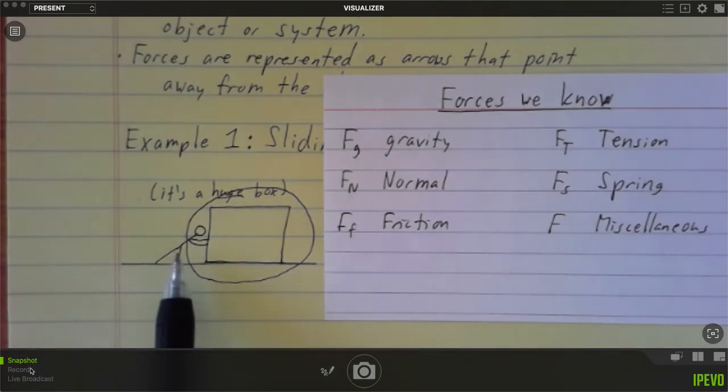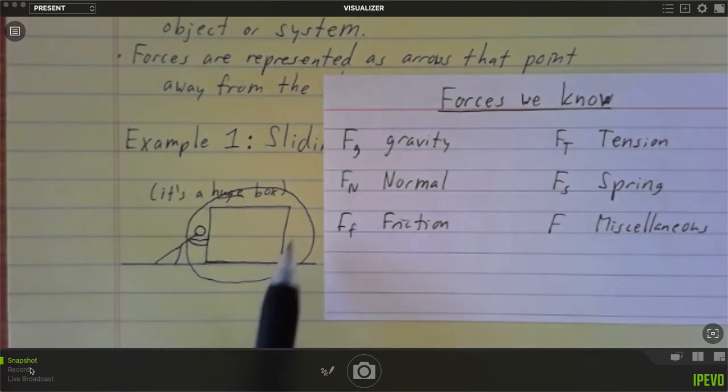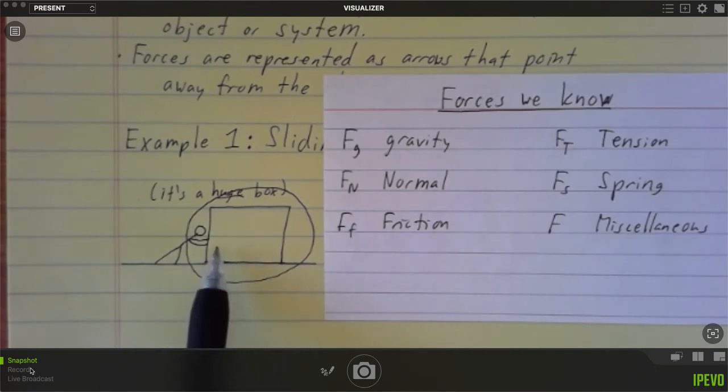And so if I look at my circle, the circle cuts through me, and the circle cuts through the floor. And so those are the only 2 things in this picture that interact with this object. And so those are the only 2 things that I'm going to draw forces for. So let's start with me because I'm kind of easy.